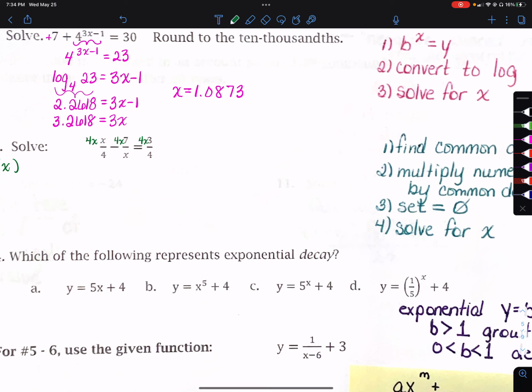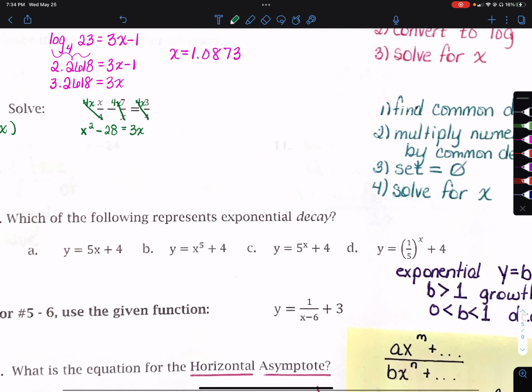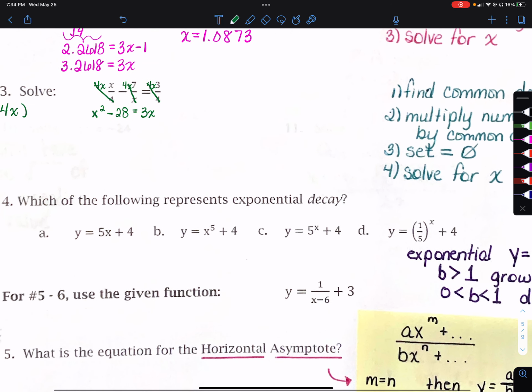In this first fraction, the 4's cancel out. I have x times x gives me x squared. Then here, the x's cancel out. So I have negative 7 times 4 gives me negative 28. And then here, the 4's cancel out. So I'm left with 3x. Now I see an x squared, which tells me this is a quadratic. So when it's a quadratic, we've got to move everything to one side and go ahead and solve with factoring. So I'm going to have x squared minus 3x minus 28. This is in standard form, or some of you guys remember, from tallest to shortest.